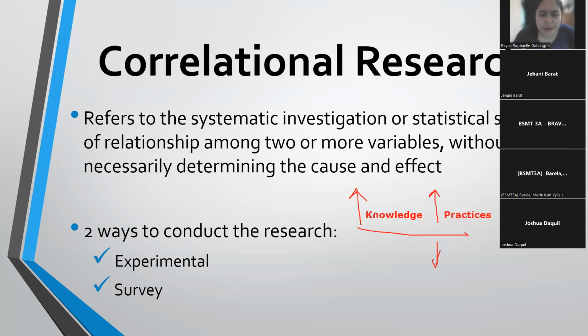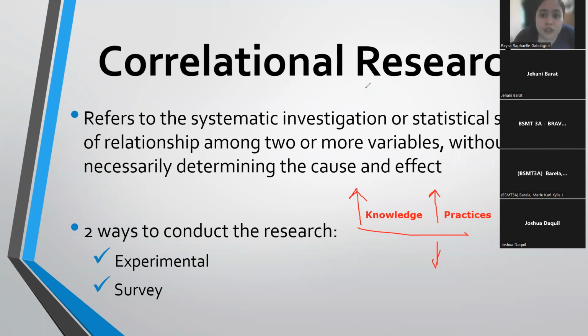Kasi meron talagang ganyan. Alam nila paano itapon, pero hindi nila ginagawa. So, yun yung chine-check natin. May relationship ba yung knowledge and yung practices? That's a correlational study. Yeah. That can be a correlational study.